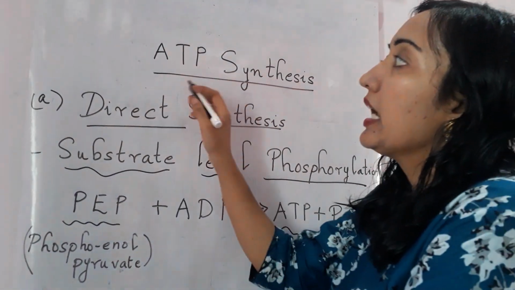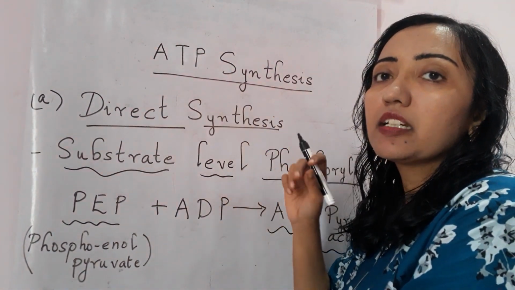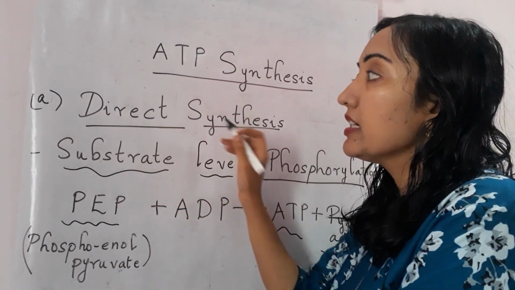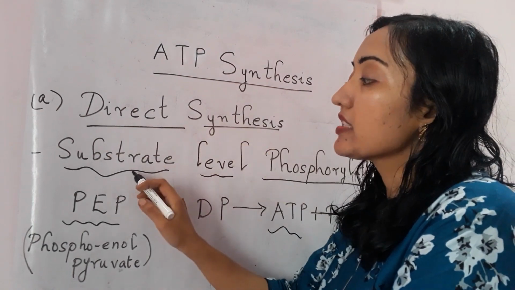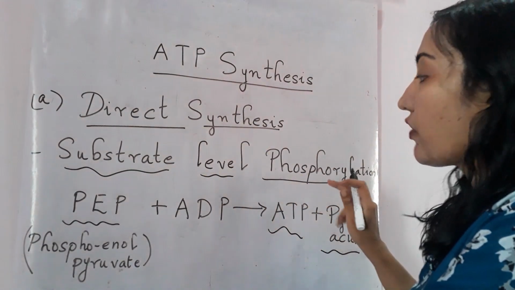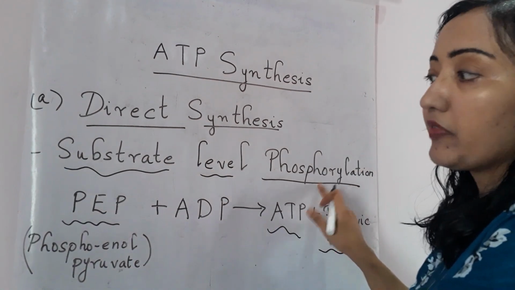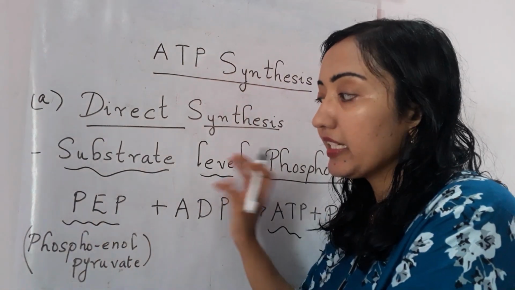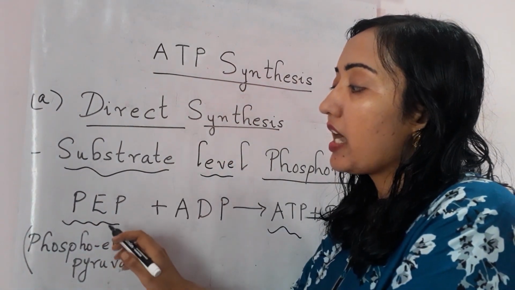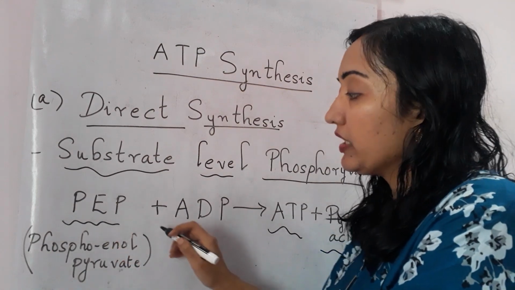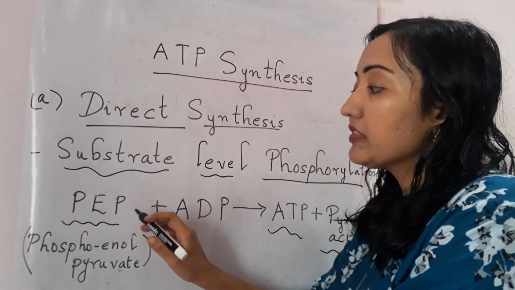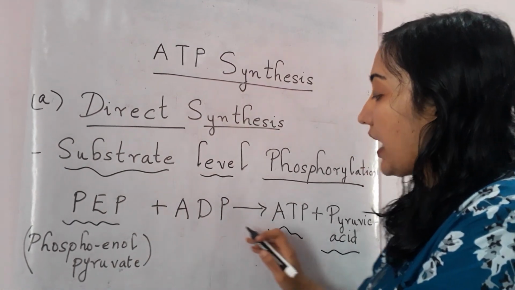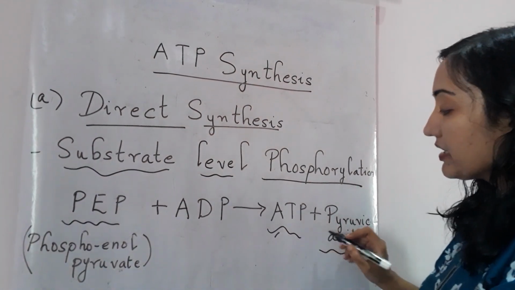Once again we will see ATP synthesis in the light reaction. It occurs in three methods. The first method is direct synthesis. Direct synthesis of ATP is otherwise known as substrate level phosphorylation. Phosphorylation is addition of phosphate. So there is a high energy compound, for example phosphoenol pyruvate. When it binds with ADP, it gives its phosphate to ADP and forms ATP plus pyruvic acid.